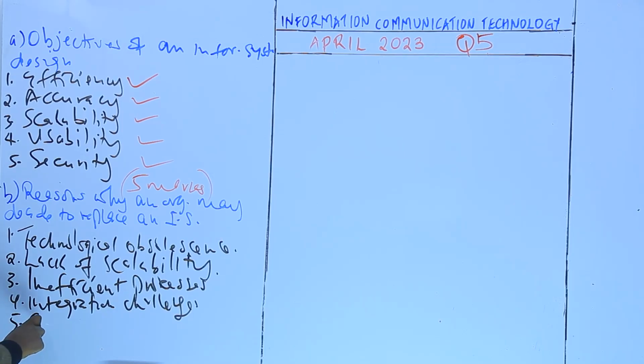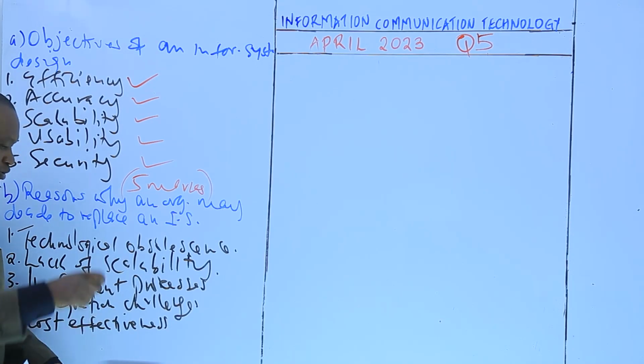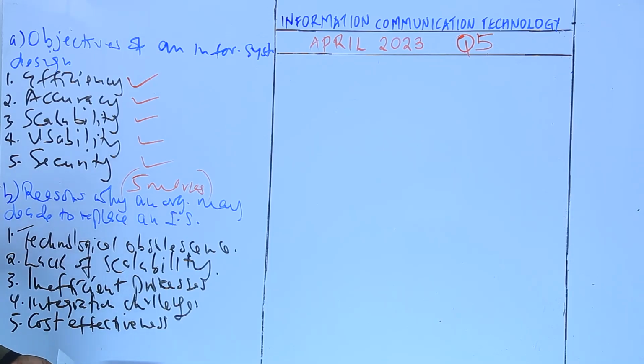5, cost effectiveness. In some cases, organizations may find that the cost of maintaining and supporting the current system outweighs the benefit it provides. So if the system requires extensive customization, frequent repairs, or even expensive licensing fees, replacing it with a more cost-effective solution may be a viable option.